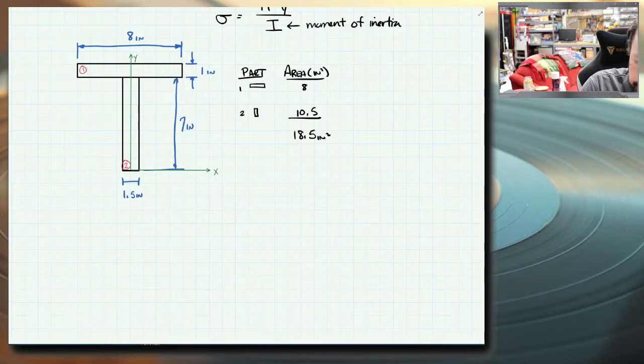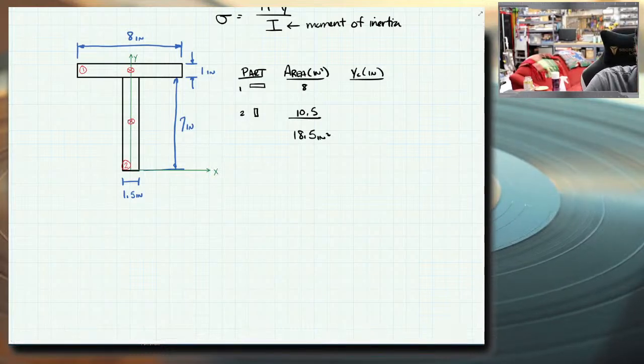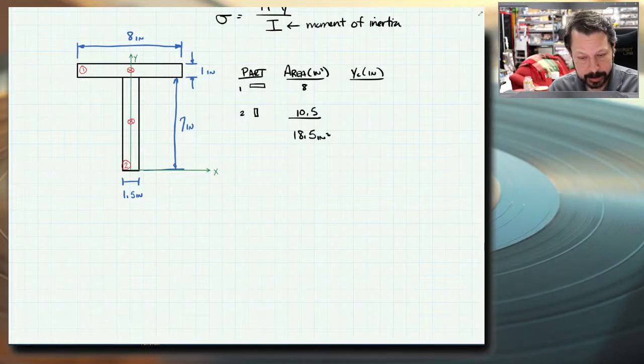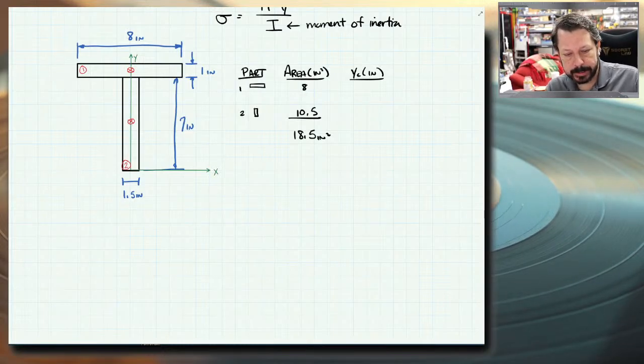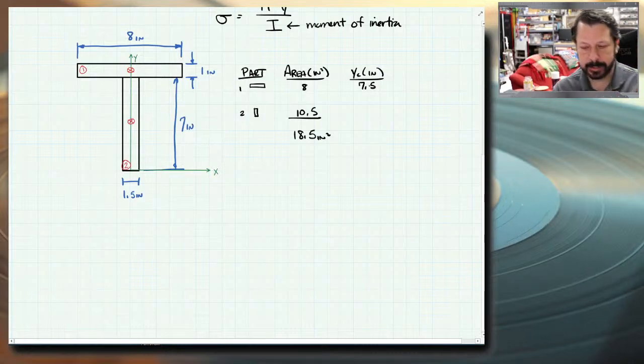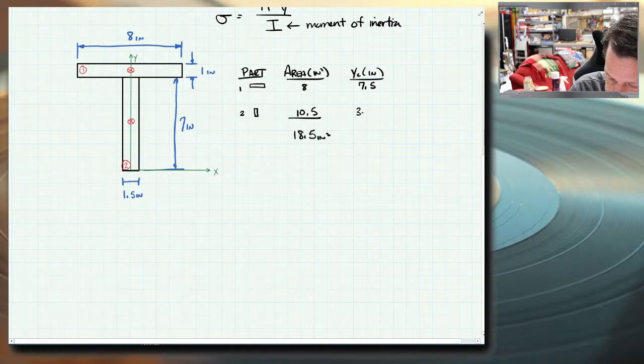So let's do y sub c. That'll be in inches for each part. So I usually like to go in and draw in some indicator of where each one is, just so I don't lose track. And in this piece, it's not that hard because there's just two rectangles, but it looks like the part 1, the flange centroid, is 7.5 inches above my reference x-axis, and 3.5 inches for part 2.